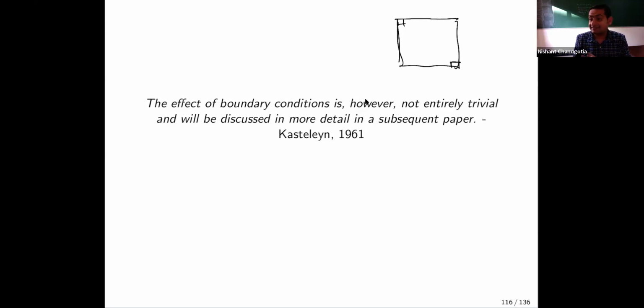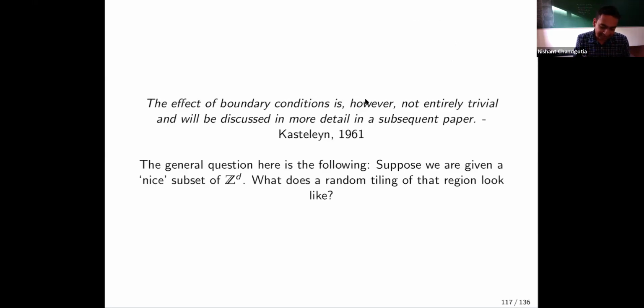So there is definitely a huge influence of the boundary. And in understanding this, the general question here is: suppose I take something nice, which can be tiled. What does a random tiling look like?